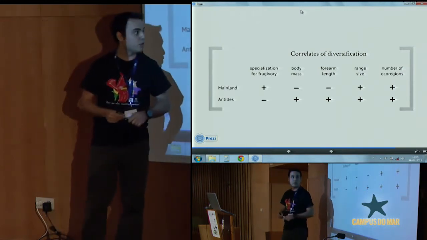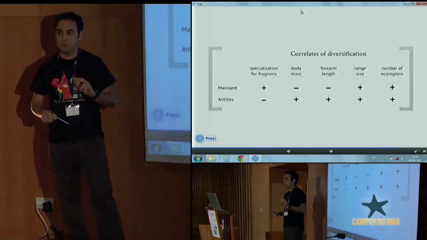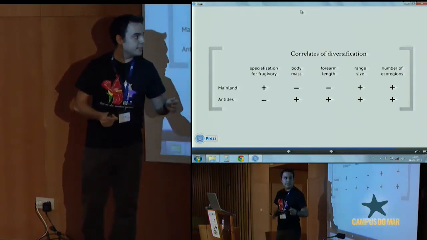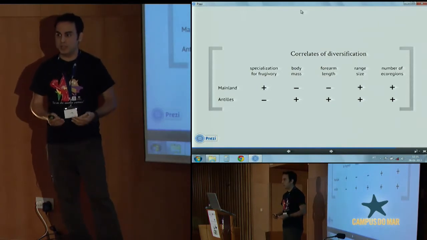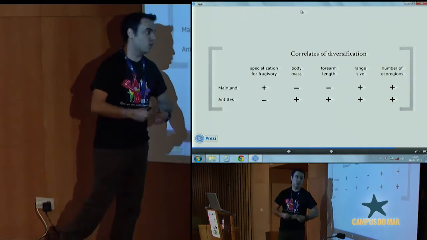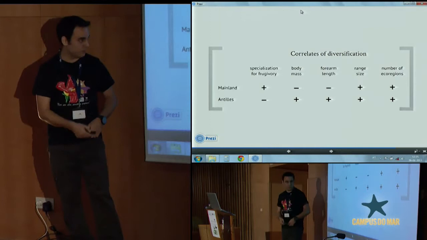Also, a contrasting pattern was detected in body size, but I want to call your attention to range size and number of ecoregions, for which the relationships with diversification rates were positive in the two biogeographical scenarios, and this supports the hypothesis that occupation of new habitats may be a source of ecological opportunity that may influence positively events of speciation.